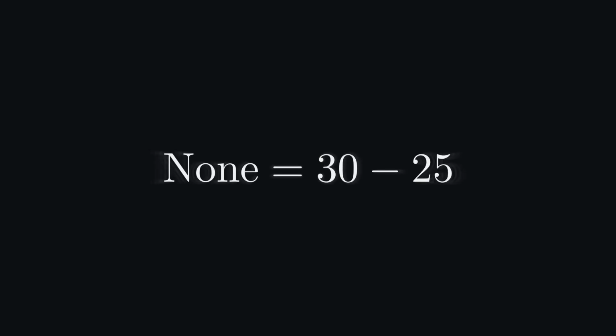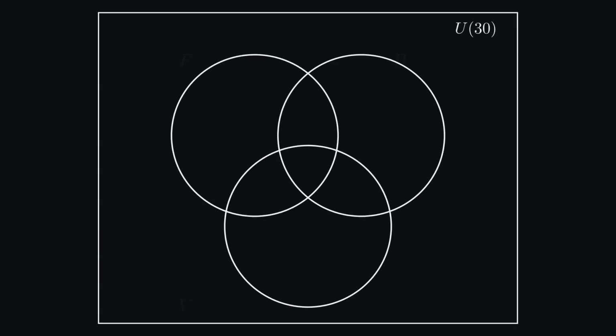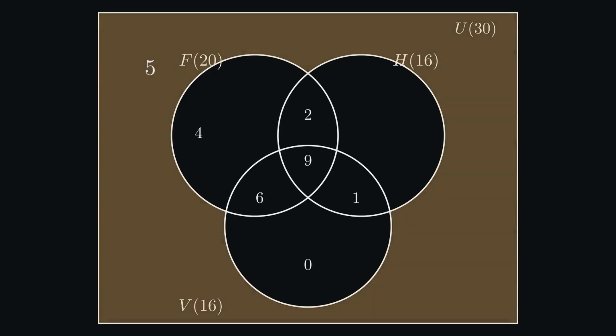Next, we will find how many students play none of the games. We calculate that none equals 30 minus 25. So, 5 students do not play any of the 3 games. This means 5 students do not participate in football, hockey, or volleyball.